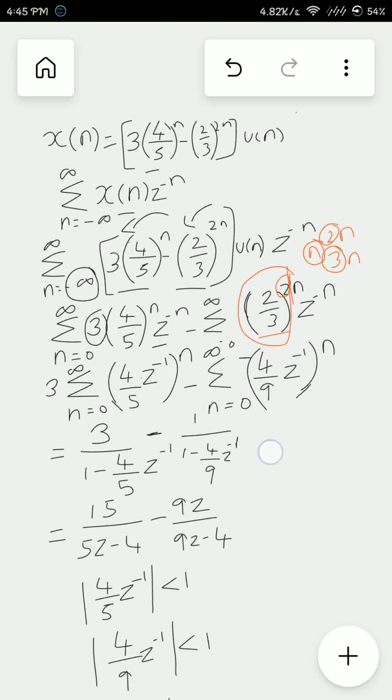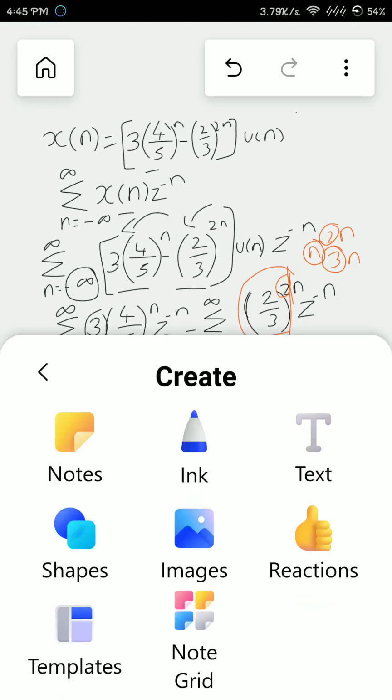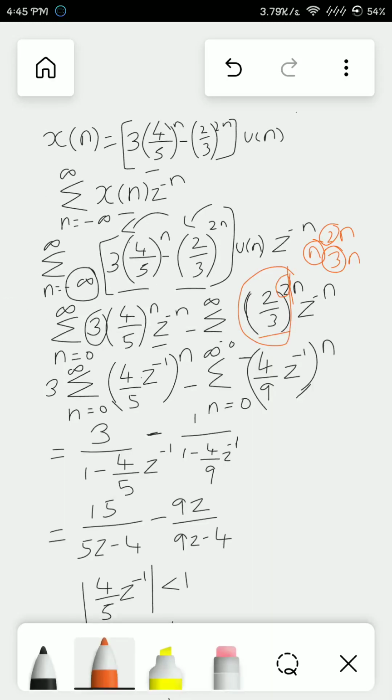So see here, what was my question? My question was 3 into 4 by 5 to the power of n minus 2 by 3 to the power of 2n into u of n. I used this formula very first. The first step is you need to use the X of z formula. Then you are going to substitute x of n over here.